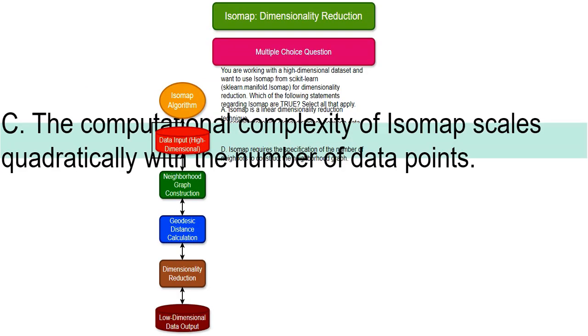Here, we're talking about how long Isomap takes to run. The time scales roughly with the square of the number of data points. If you double the data, it'll roughly take 4 times longer to compute. This makes the algorithm computationally intensive for large datasets.